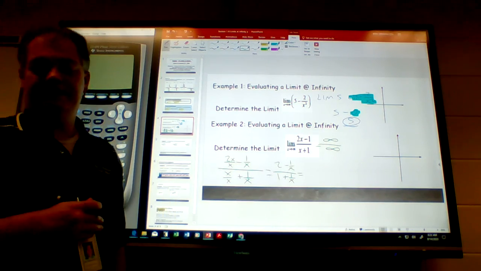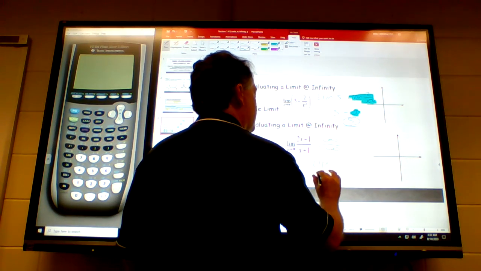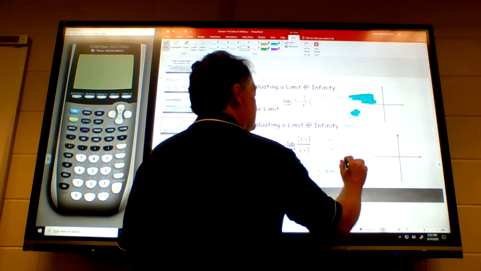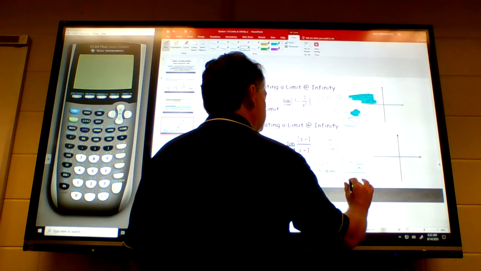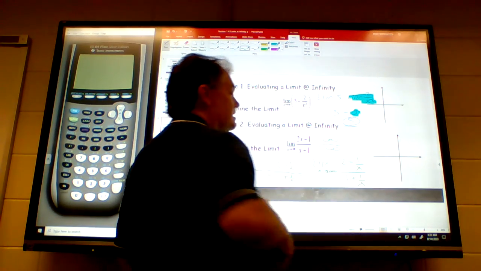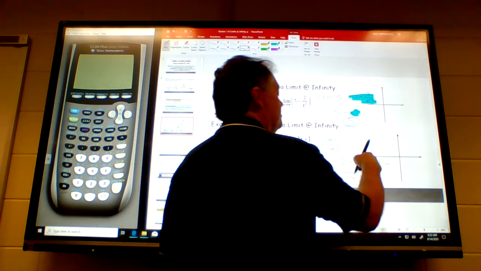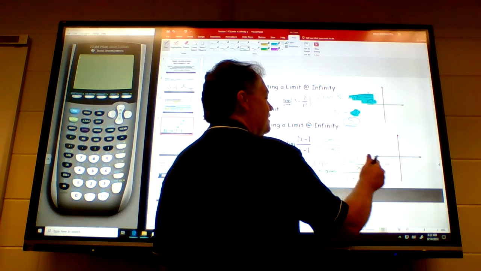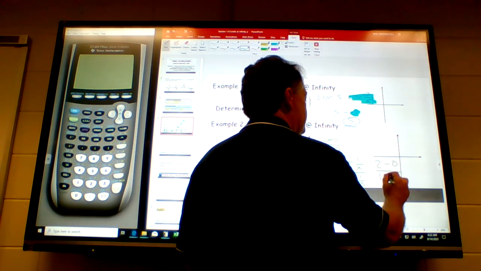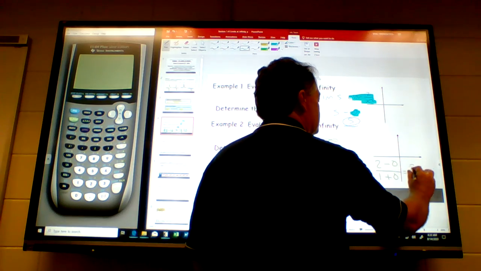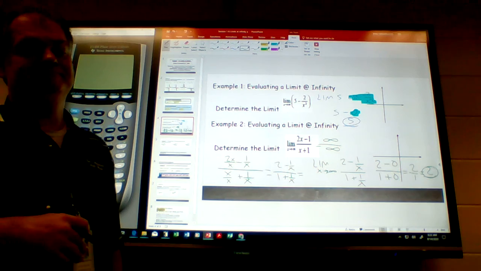Now we can simplify. So if we take the limit as x approaches infinity of 2 minus 1 over x, over 1 plus 1 over x. Now what's going to happen is the limit of 2 is just simply 2 minus 1 over infinity. We learned earlier that that's going to have a limit of 0. Same thing down here, 1 plus 0, so 2 over 1, which is just simply 2.